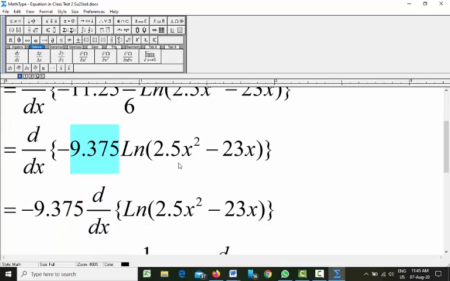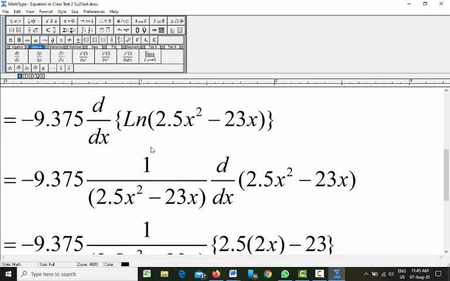Now we will do differentiation. As you can see, minus 9.375 is the coefficient. It will move behind dy dx, and we want to do differentiation of this one. As you know by now, if you differentiate ln, whatever you have inside ln should go in the denominator, in the lower part of a fraction. And then we will do differentiation of the inside material. Inside we have 2.5x square minus 23x, so we will do differentiation of that one.